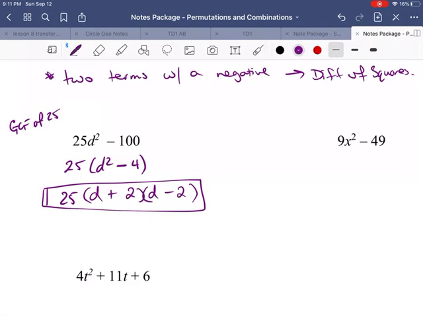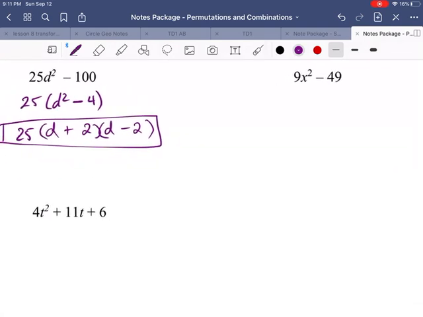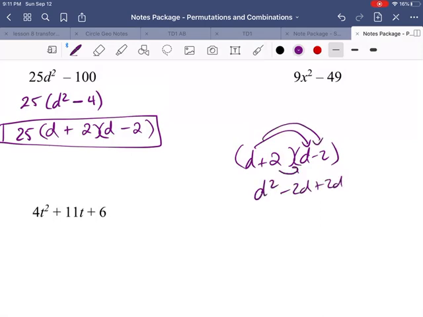Okay, if you expand this, well, let's just expand this one over here. I'm going to forget about the 25 for a second. Just the d plus 2, d minus 2. So d squared minus 2d plus 2d minus 4. Well, this negative and positive are a zero pair, so they disappear. Okay. The difference of squares, the meaning of difference is addition and subtraction. All right. And one is addition, one subtraction.